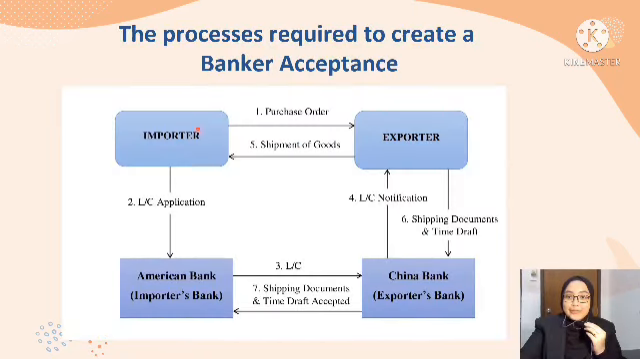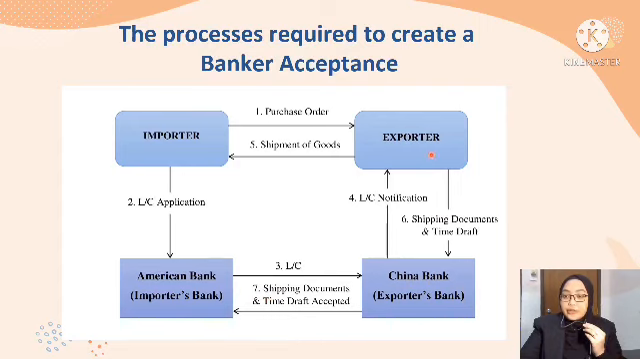Okay, here is the process required to create a bank acceptance. Firstly, the importer will send the purchase order to the exporter. At the same time, the importer will send the letter of credit application to the importer's bank. And then the letter of credit will be sent to the exporter's bank.